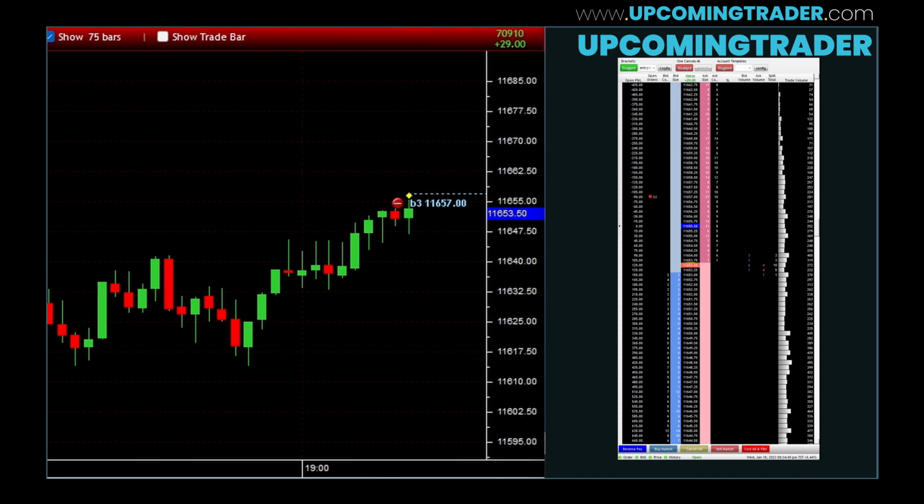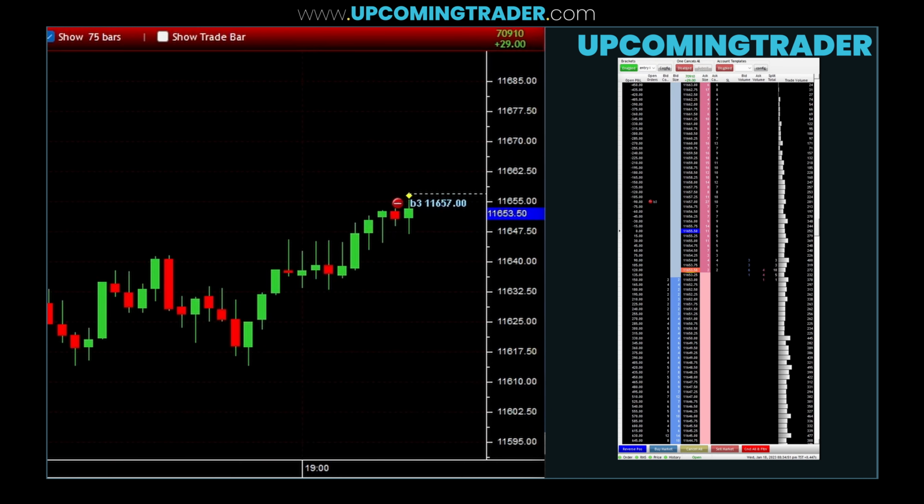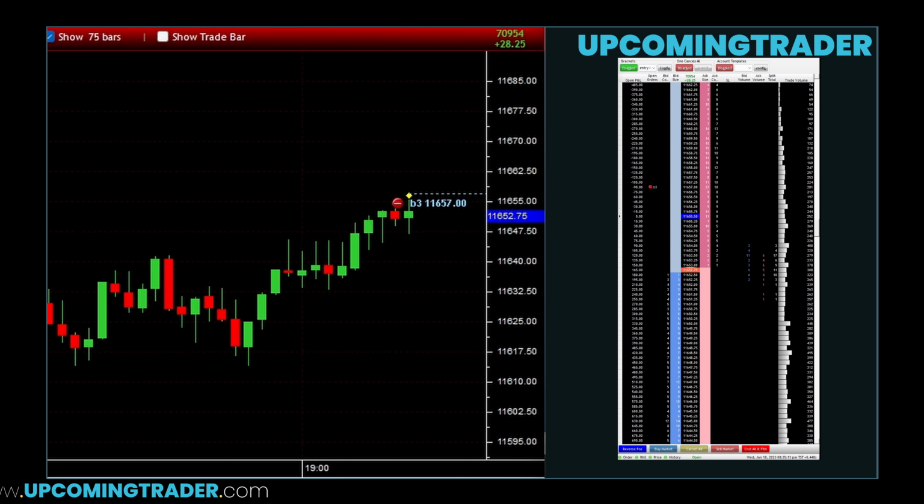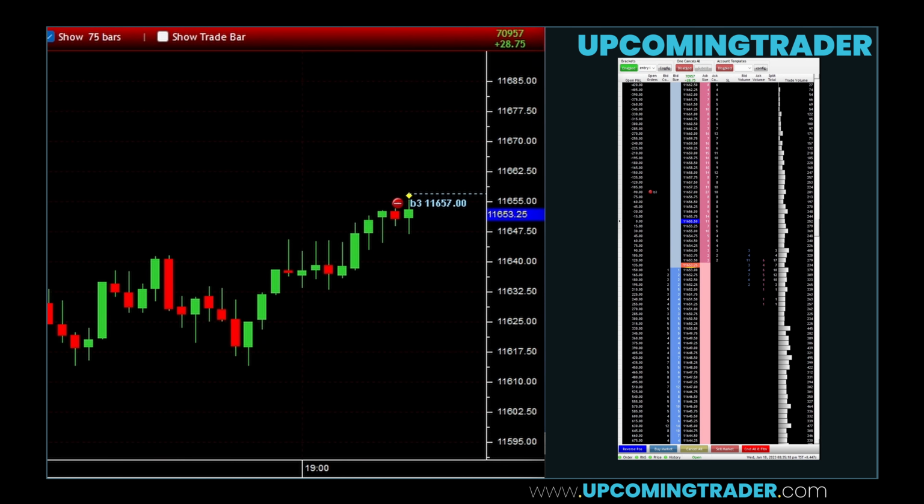Flags and pennants are continuation patterns that typically form after a strong price move. These patterns are often characterized by a short consolidation period before the trend resumes. Using the side volume indicator, you can see whether the consolidation phase has lower volume compared to the initial move, which is typical of healthy continuation patterns. This helps you gauge whether the trend is likely to continue or if there might be a reversal instead.